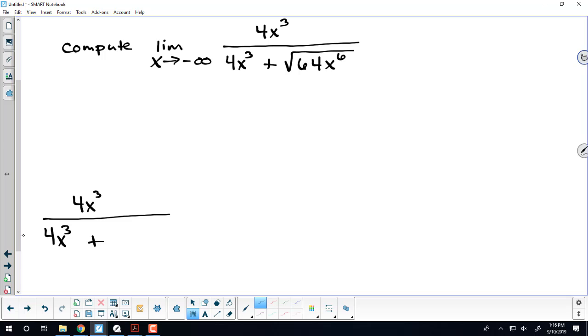What's the square root of 64x to the 6th? 8x cubed. 8x cubed? What do y'all think? Anybody disagree with that?